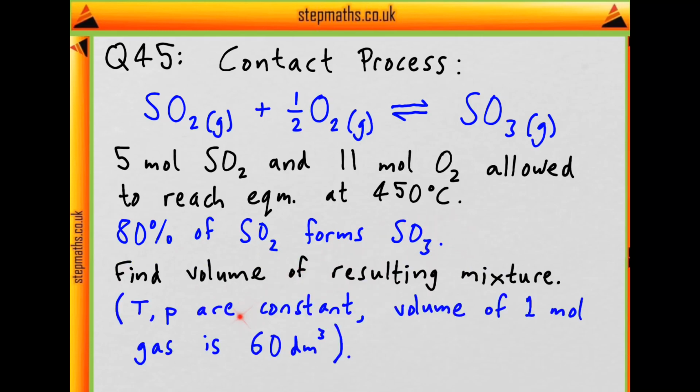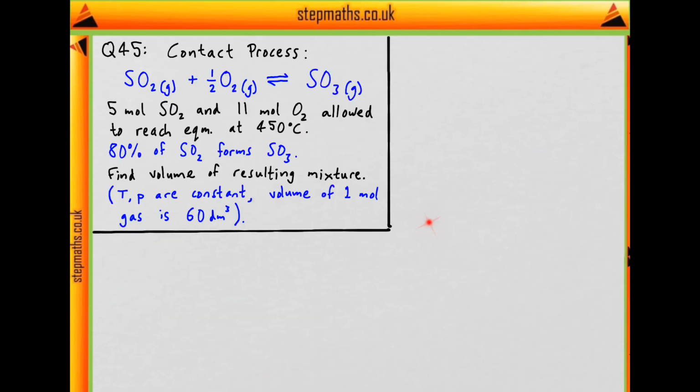It then asks you to find the volume of the resulting mixture, given that temperature and pressure are constant, and that the volume of 1 mole of gas under these conditions is 60 decimeters cubed. So where's a good place to start? Well, why don't we try and use as much information that's given to us as we can.